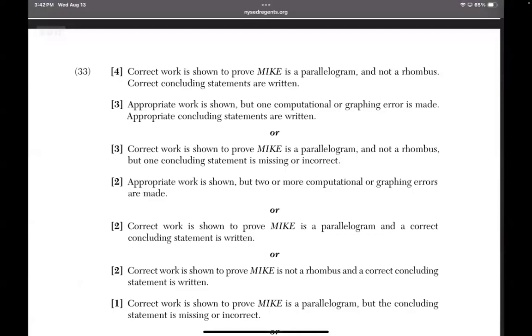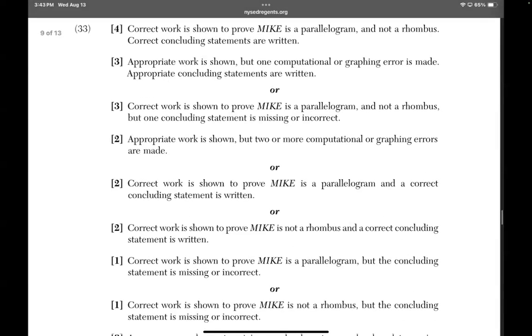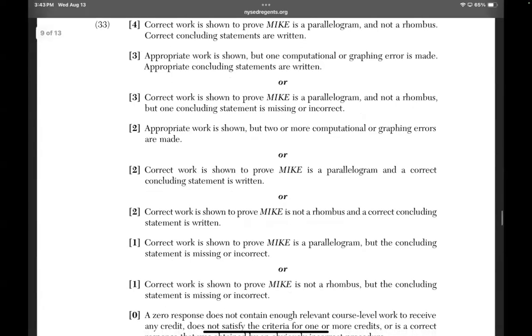For correct work to show and prove MIKE is a parallelogram, but not a rhombus. Appropriate work is shown, but one computation or graphing error is made, and an appropriate concluding statement is written. So say you made a mistake but your concluding statement is still correct, you'll get 3 out of 4 points. If you just showed it's a parallelogram and not a rhombus, you still get 3 out of 4 points. So, say you just calculated all 4 slopes and you showed the opposite sides are parallel, at least you'd get 3 out of 4 for that.